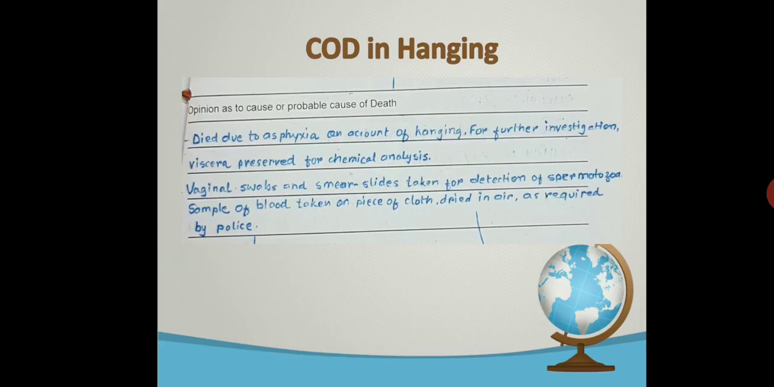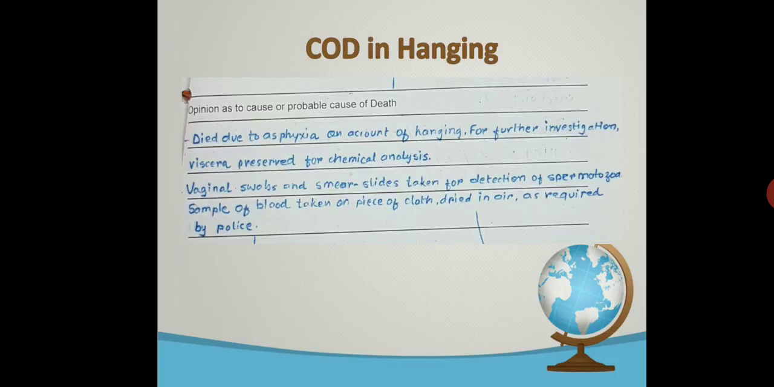If we conclude about the cause of death in case of hanging, then it may be written like: died due to asphyxia on account of hanging, and for further investigation viscera is preserved for chemical analysis. Why? If the police require it, the person may have died due to hanging but may have taken some drugs or some substance. So in that case, if police ask for the sample, then we have to take all the samples regarding that.